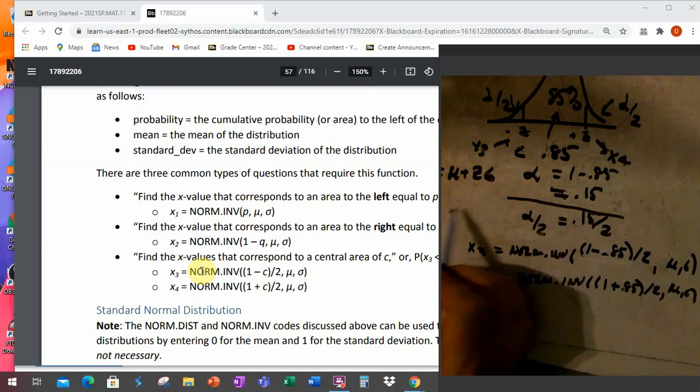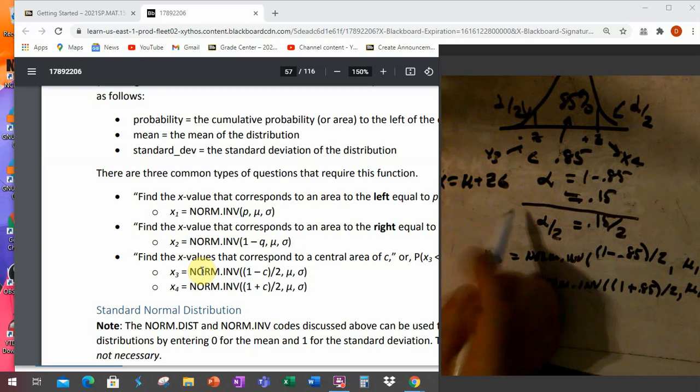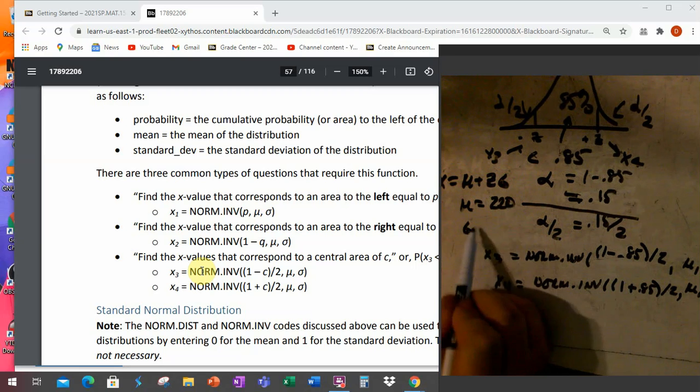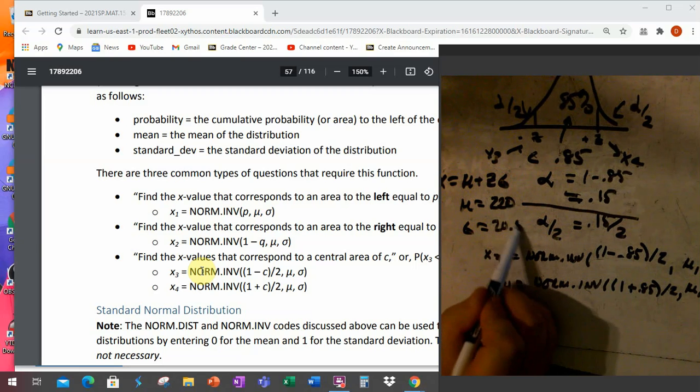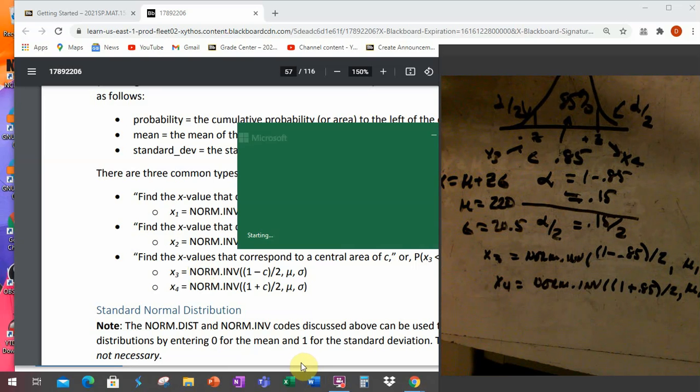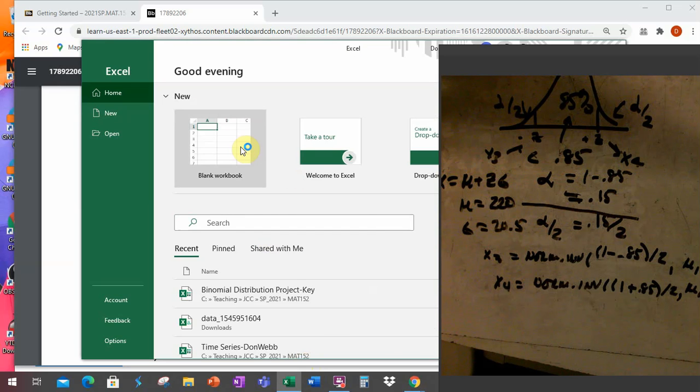So let's say if we had this, let me go over this real quick. If you had a mean of 220 and a standard deviation of 20.5, okay? So you had that, and you wanted your X values for the middle 85%. Get my Excel opened up.